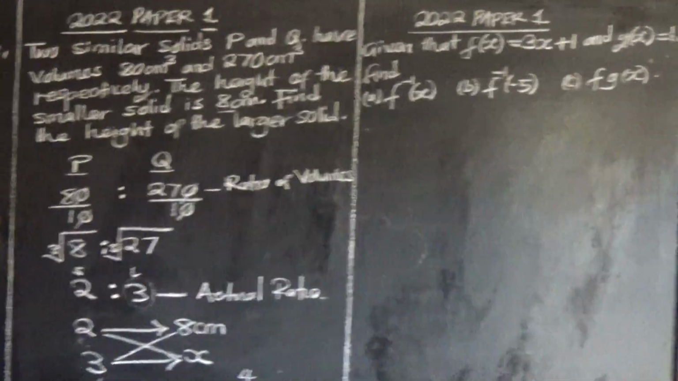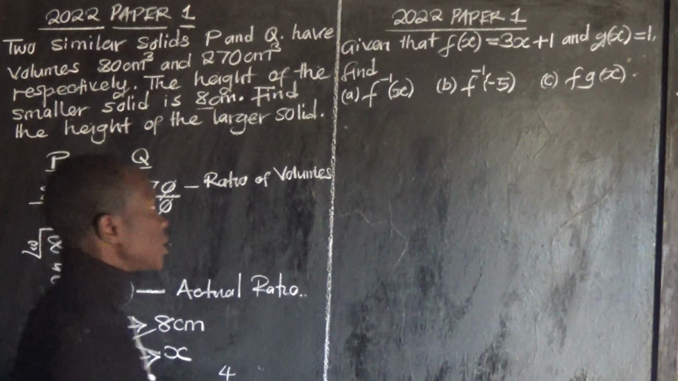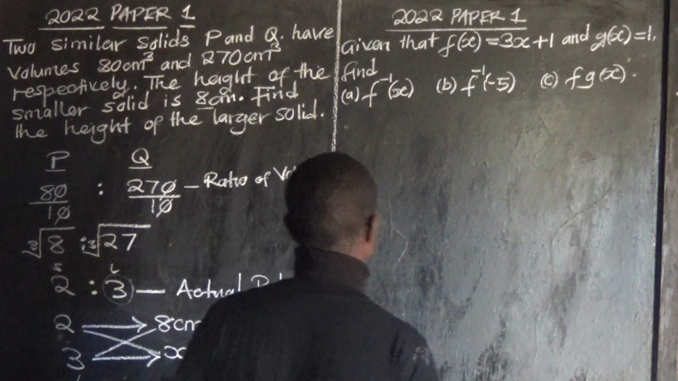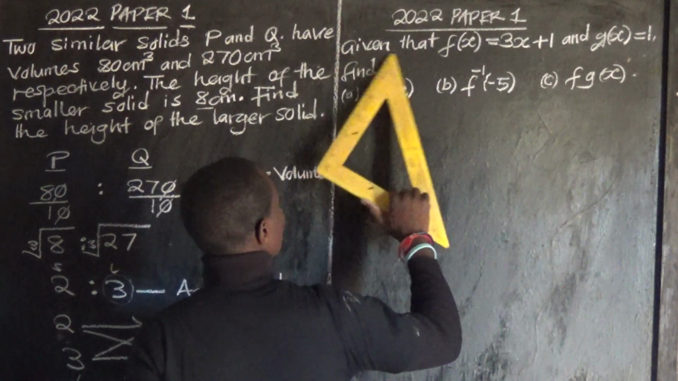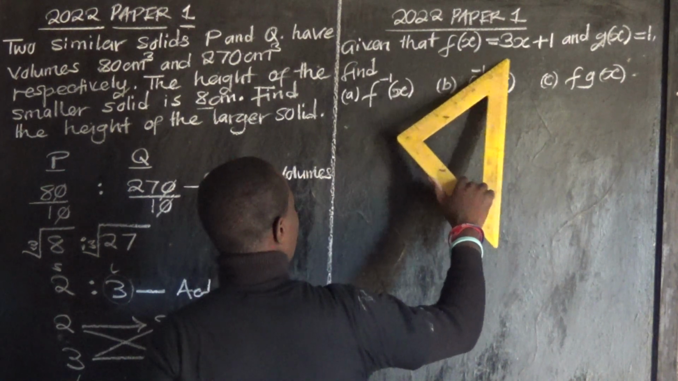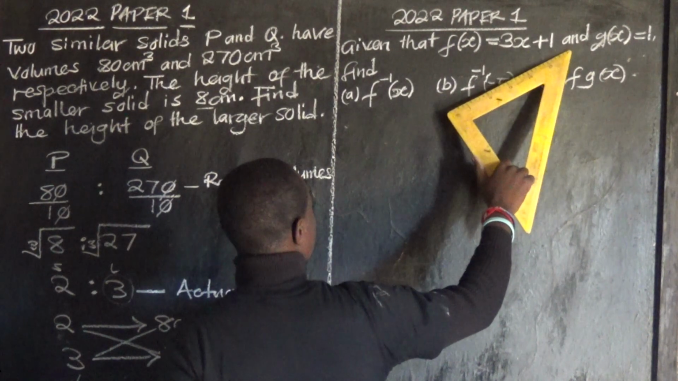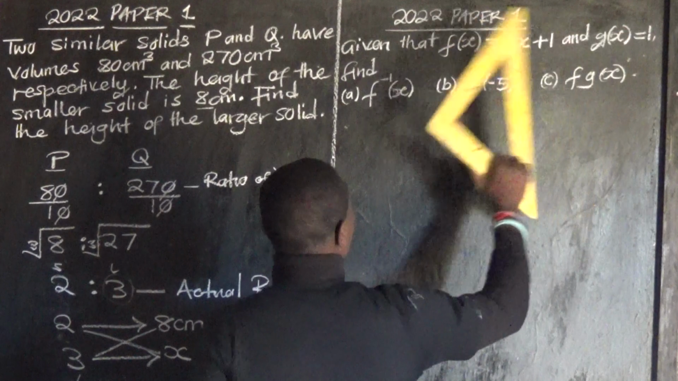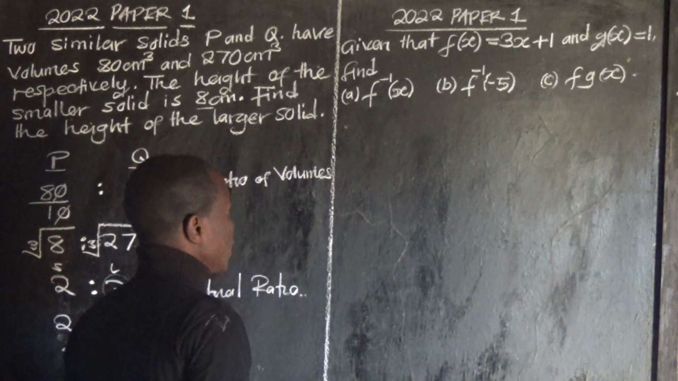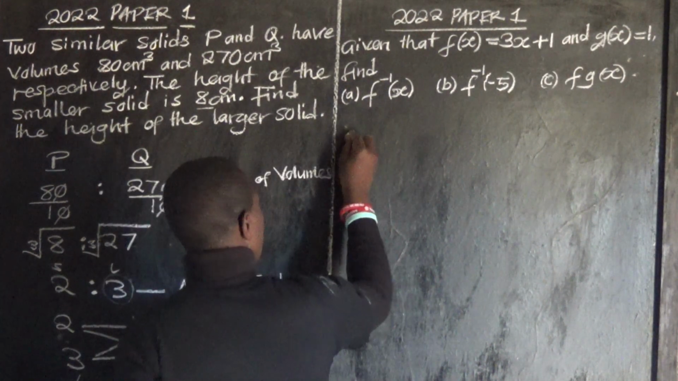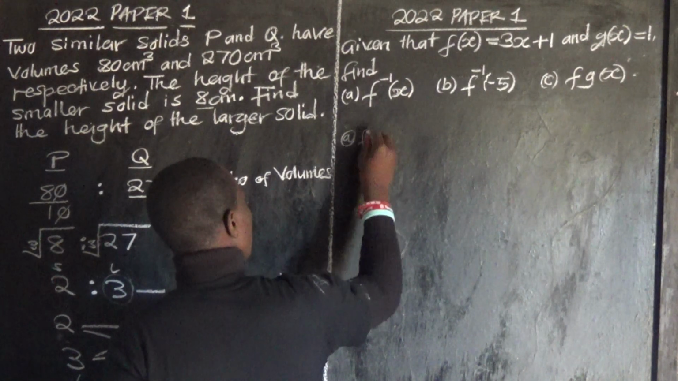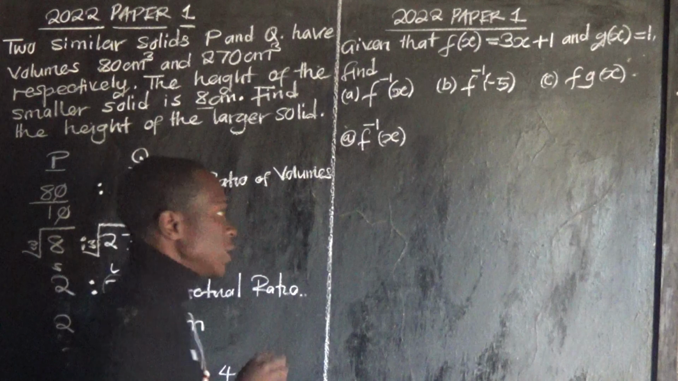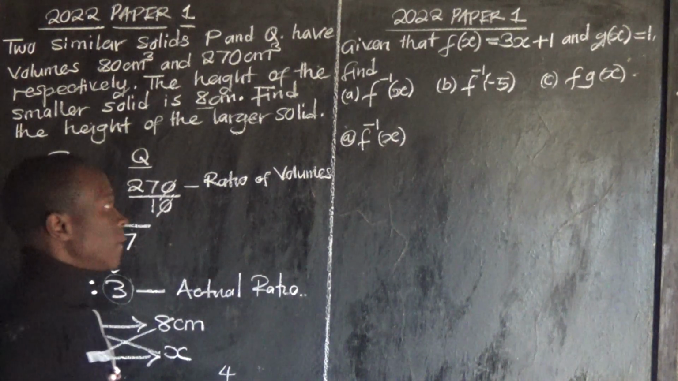So we have a question on functions from the same paper, the 2022 School Certificate paper. They are saying, given that f of x is equal to 3x plus 1 and g of x is equal to positive 1, find question A. In question A, they want us to find f inverse of x. I hope the space is going to be enough.